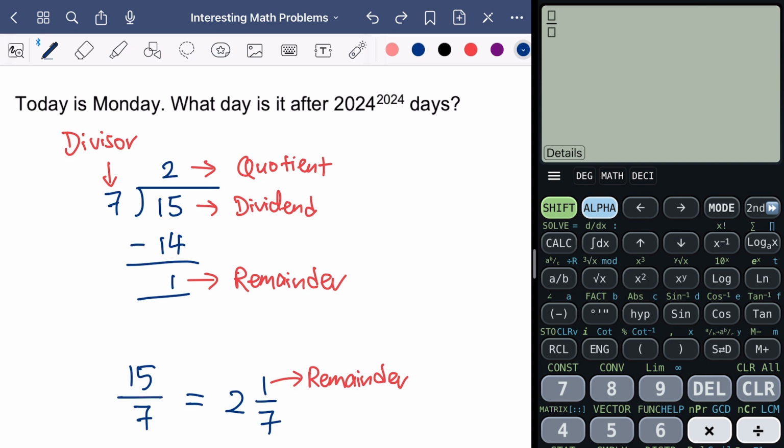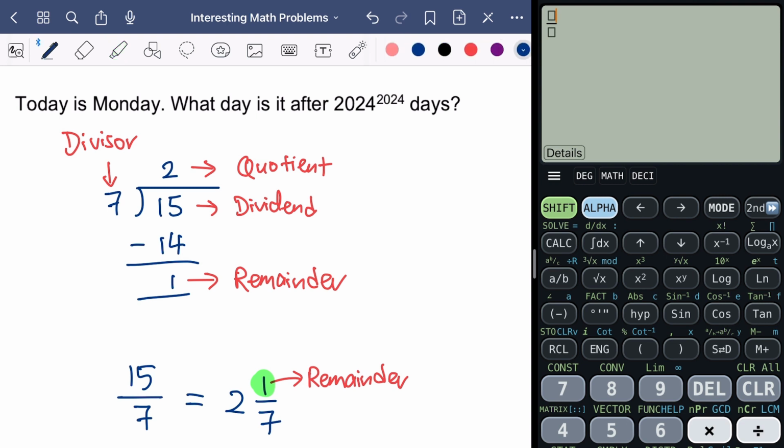So 15 divided by 7. Why divide by 7? Because the days of a week will repeat in 7 days cycle. So therefore we use 7 as a divisor, and 15 divided by 7 is going to give me a quotient of 2, remainder of 1. When I put it in mixed number form, you can see that it's 2 whole 1 over 7. So that 1 over here is going to tell me the remainder, which is going to be how many days after Monday. So 15 days later is going to be a Tuesday, and this mixed number form will help us see the remainder very quickly without doing complex calculations.